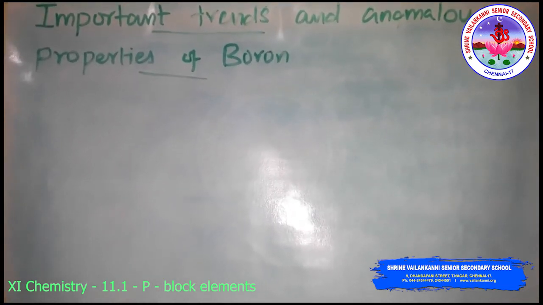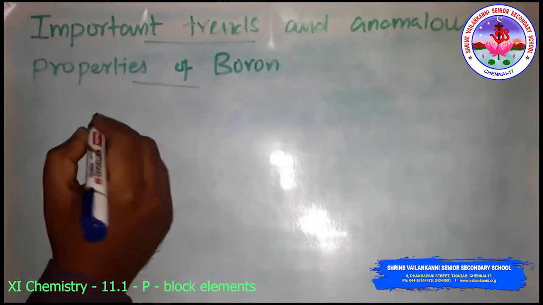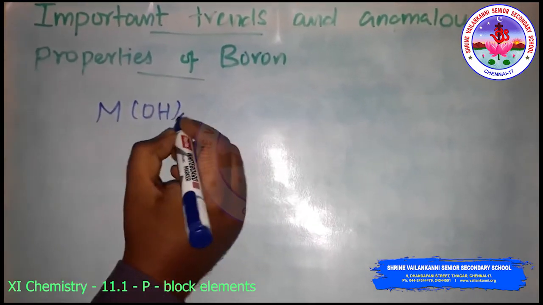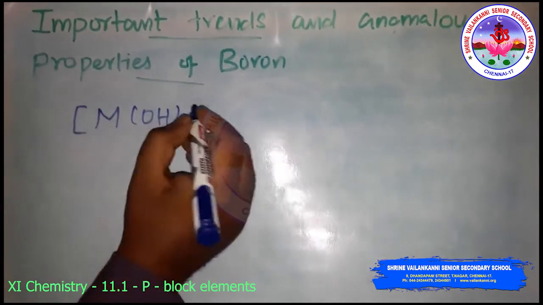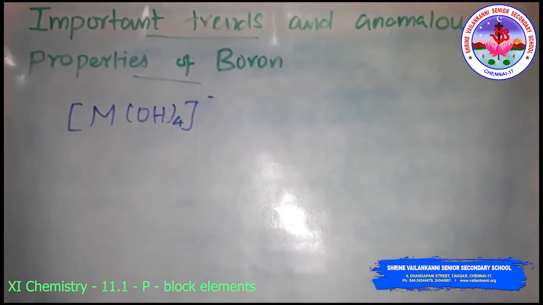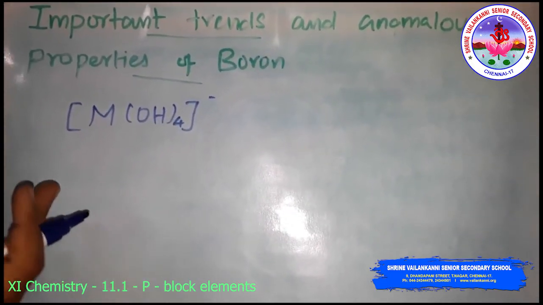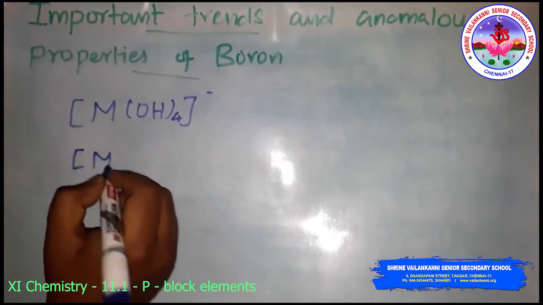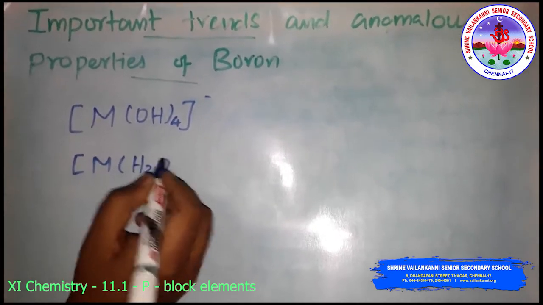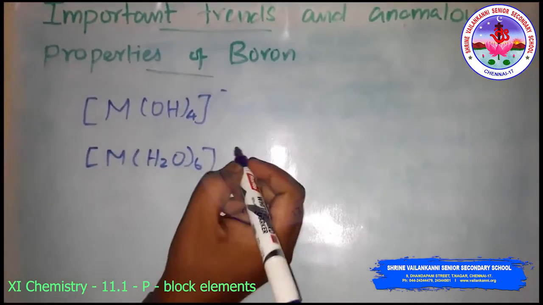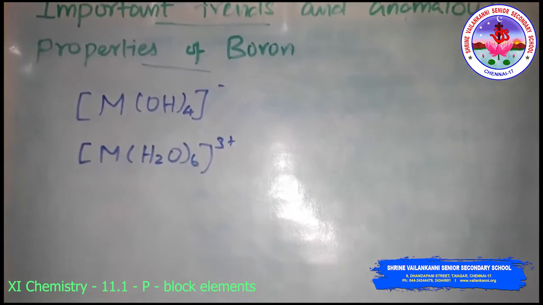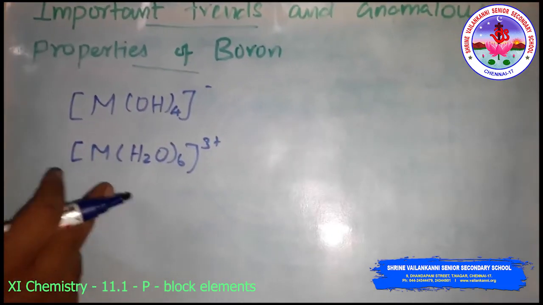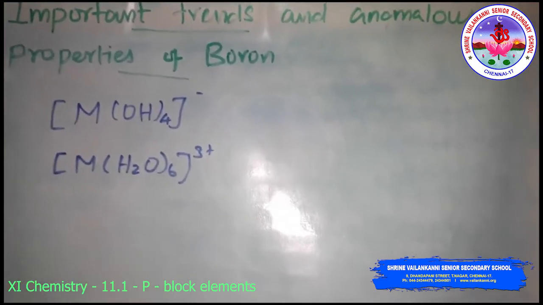So, species like M(OH)4⁻ are tetrahedral, and species like octahedral [M(H2O)6]³⁺. So, these tetrahedral and octahedral species, except in boron, exist in aqueous medium.